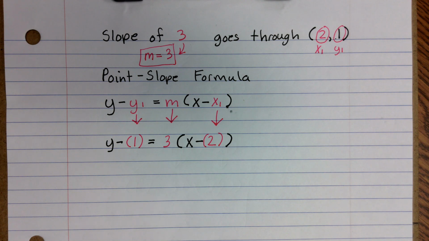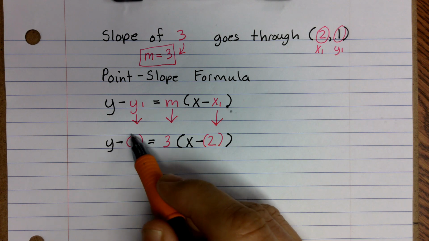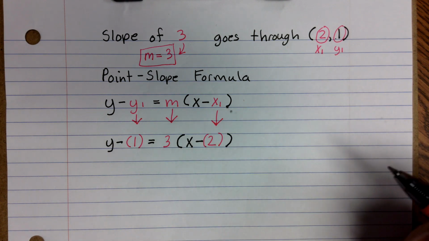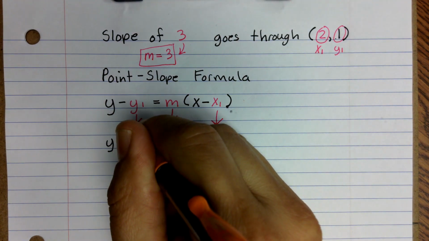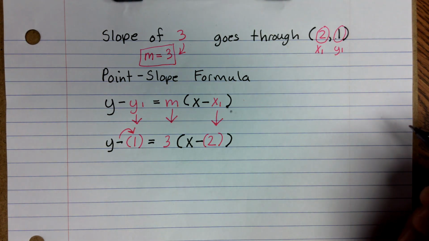Now, in all honesty, we're almost done at this point. We just want to go ahead and distribute the negative sign for this y value and for this x value. And then we're going to stop there, and it'll be put in what we call point slope form.